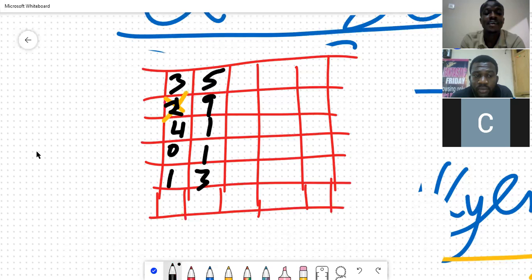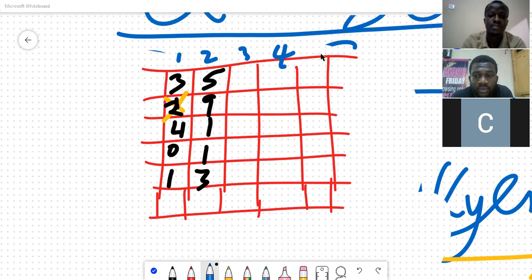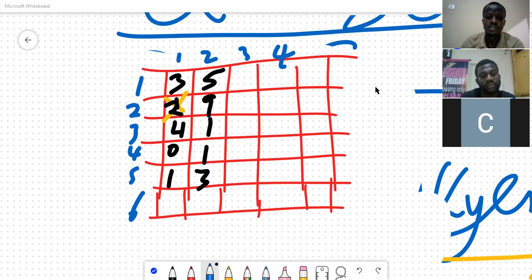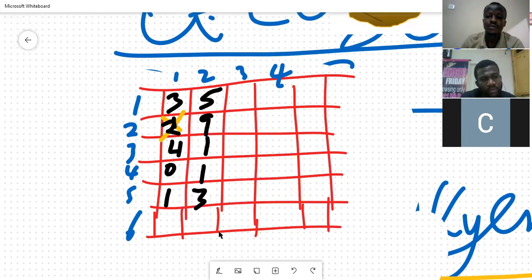So if I'm at this cell, let's try to give some numbers to it. So 1, 2, 3, 4, 5. So this column 1, 2, 3, 4, 5. Column 1, row 1, 2, 3, 4, 5, 6. So the question is, which cells are visible from cell number row 2, column 1? That is how viewshed works.